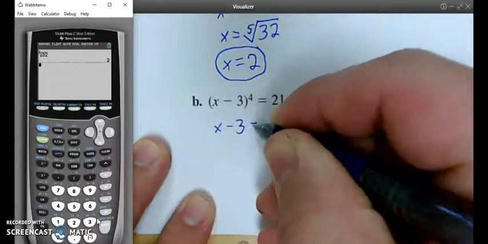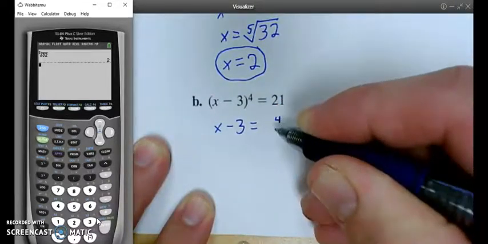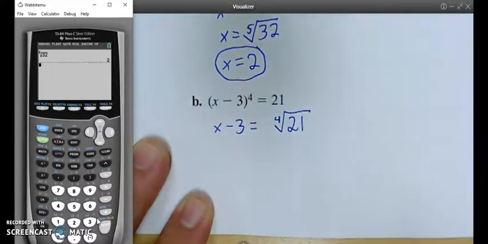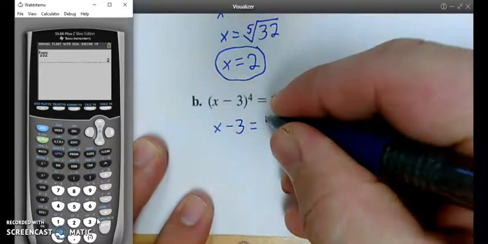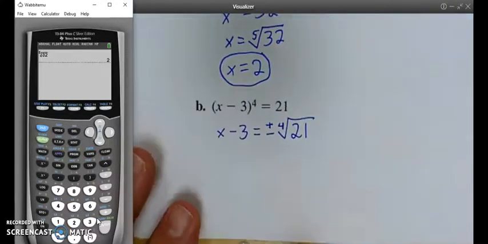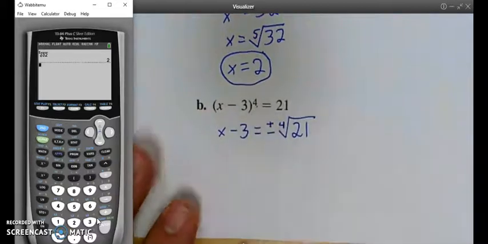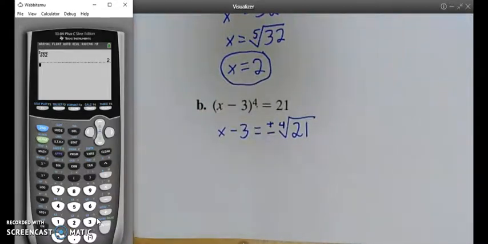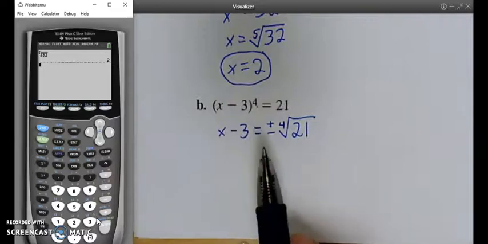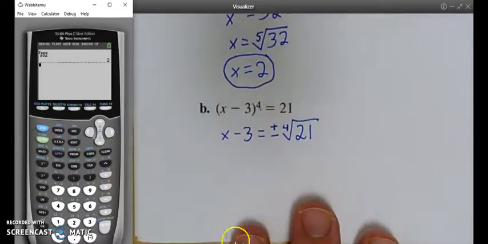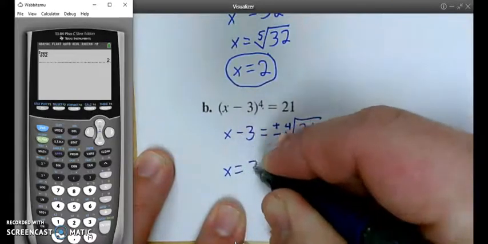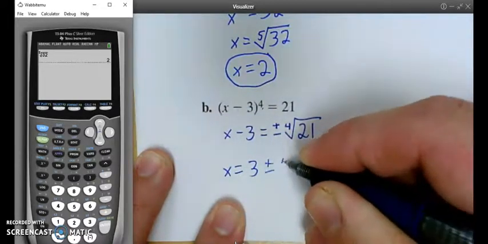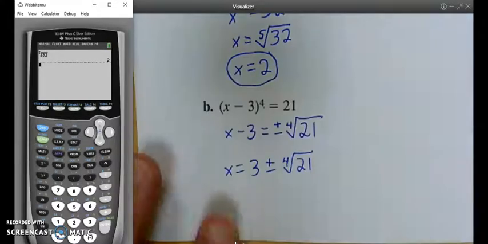So x minus 3 will equal the 4th root of 21. But on this one, since the index is even, I do have to consider that it could have been positive or negative when I raised it to the 4th power to get positive 21. All right, at this time, I will calculate that value, or I might actually just go ahead and kick the 3 over by adding it. So I'm going to get 3 plus or minus the 4th root of 21.